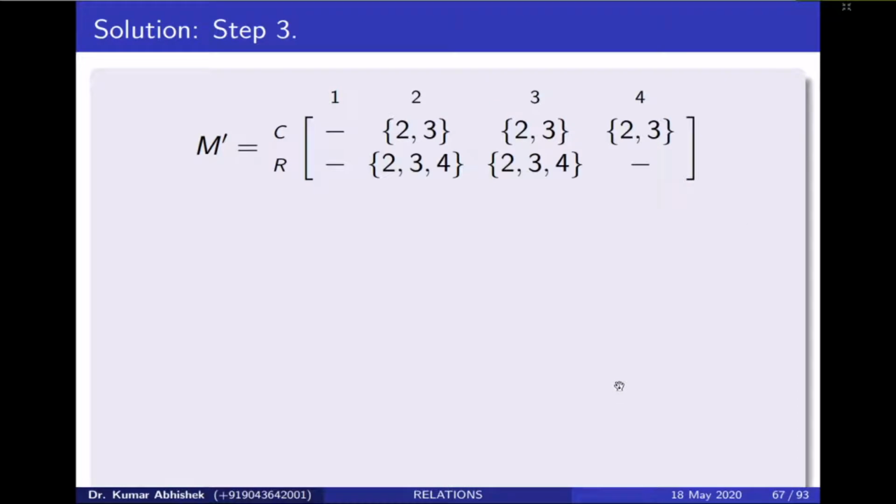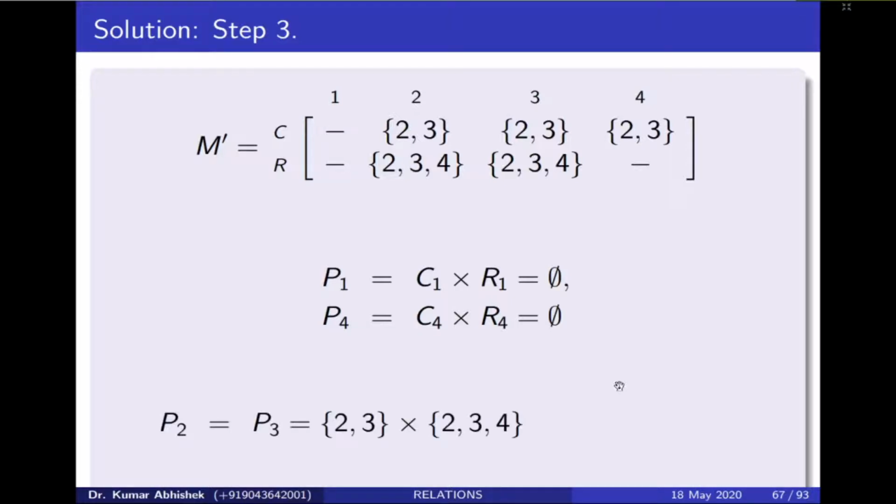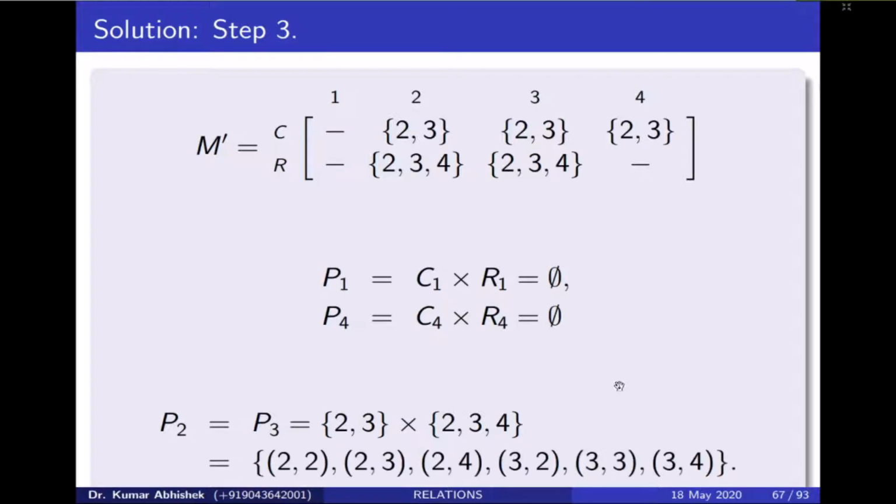Now from the matrix M dash, we see that there is a blank entry appearing at C1 and R1, so P1 is empty. There is a blank entry appearing at R4, so P4 is empty, and we see that C2 and C3 are the same, and R2 and R3 are the same, so P2 and P3 are the same, and this is the Cartesian product of C2 and R2. Now we execute the last step.